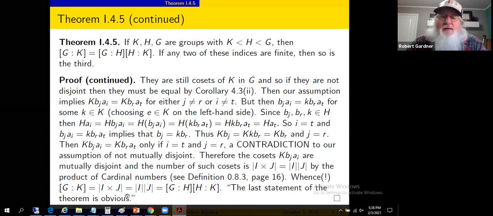We had to deal with this Cartesian product. We can't count stuff because these things are infinite. The last little line says the last statement of the theorem is obvious, the thing about if two of these are finite, then so is the other. In fact, you probably have some experience with this in a finite setting, and you probably didn't have to go through all of this stuff. What caused the difficulty is that I had to get to the cardinality of the Cartesian product to introduce the product of the cardinal numbers in the infinite setting.